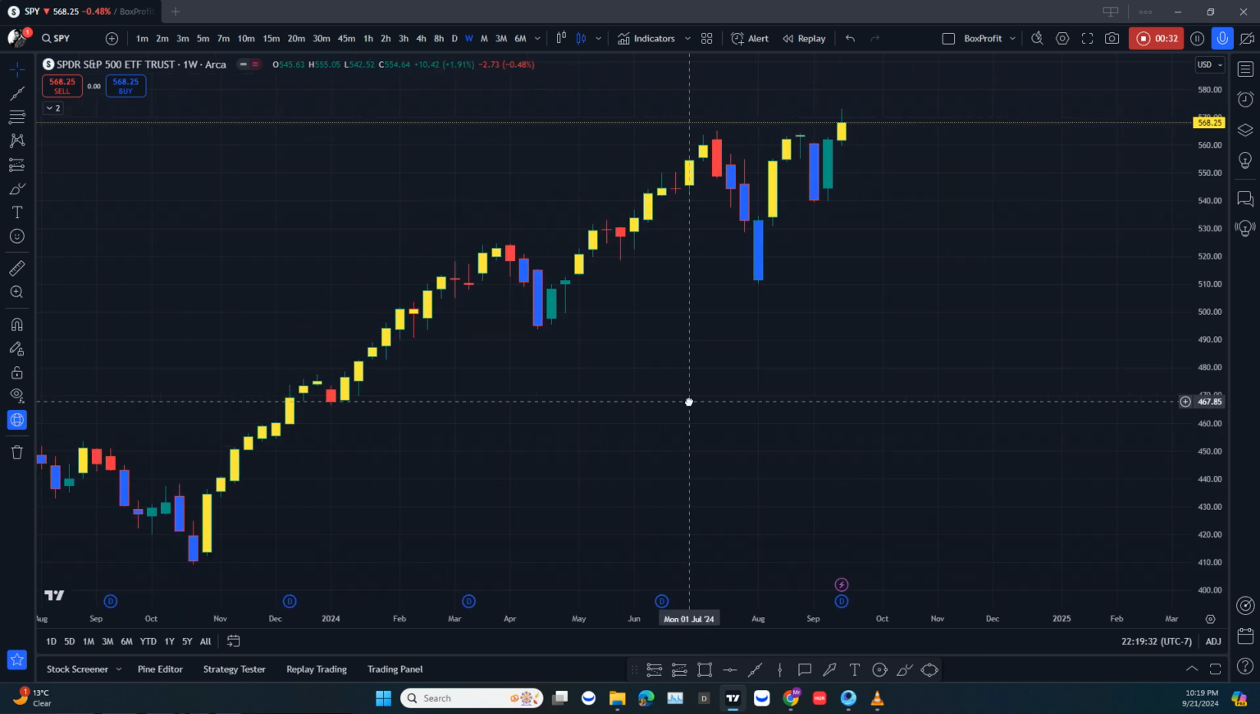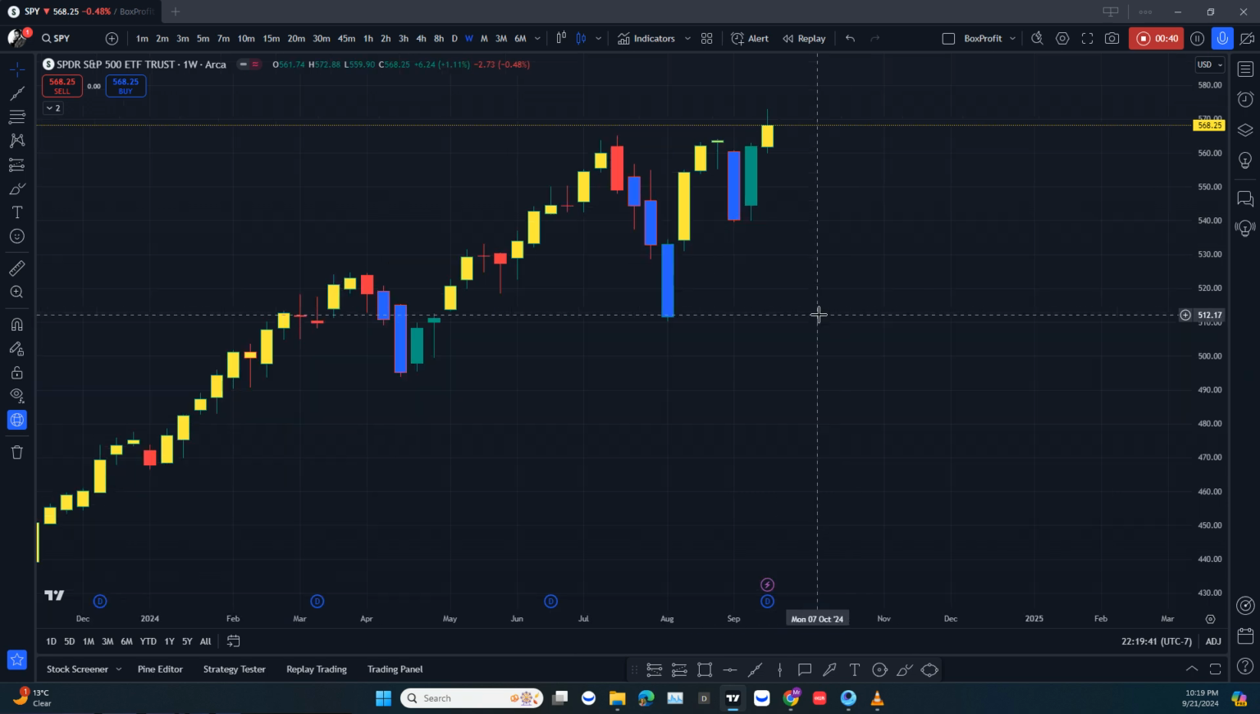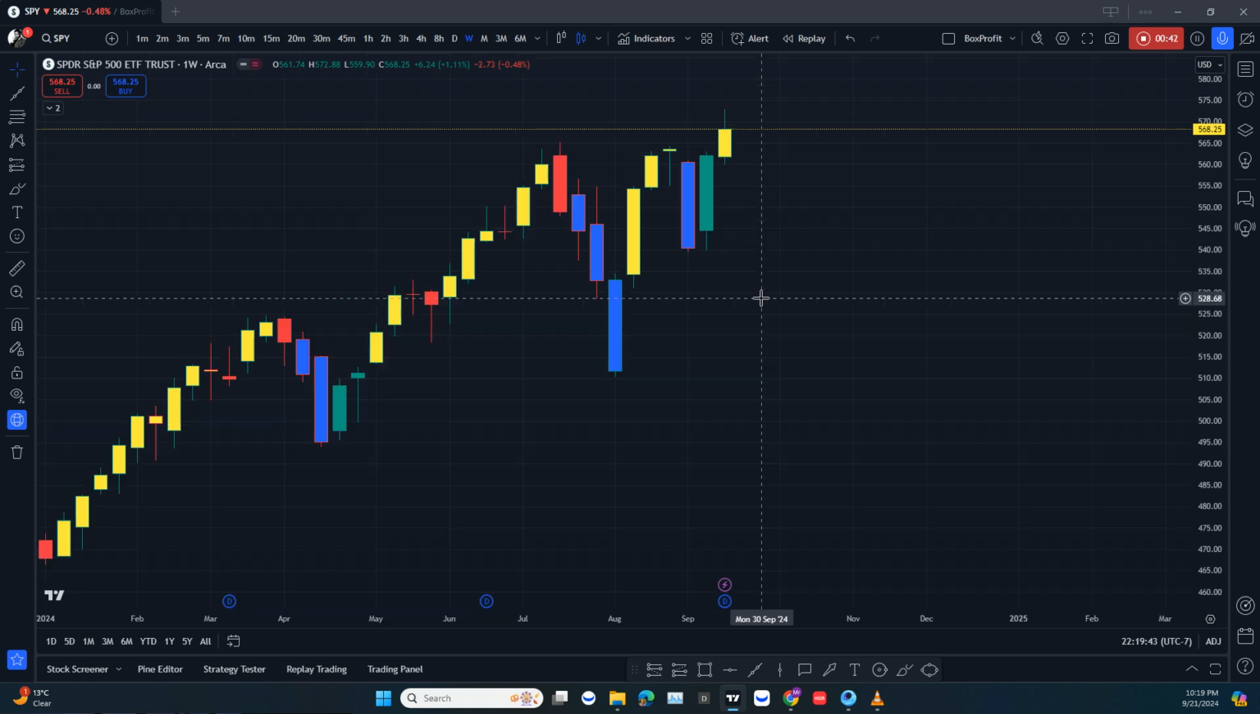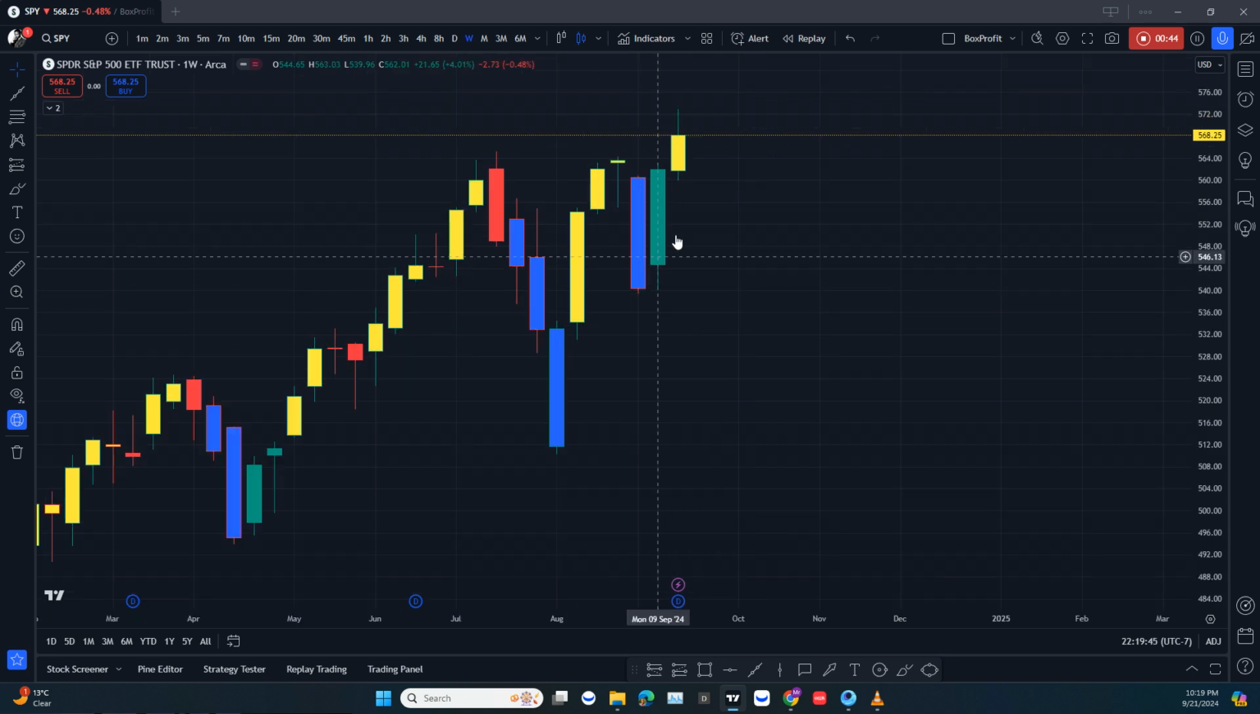But considering that we do most of our trading in a shorter time frame, I'm going to change this from a weekly chart to a daily chart or lower time frame. But before I do that, I just want to point out that on a weekly chart, you do see that there is still a positive signal. We're still bullish on a weekly chart.